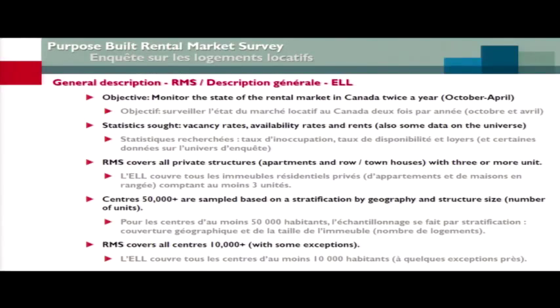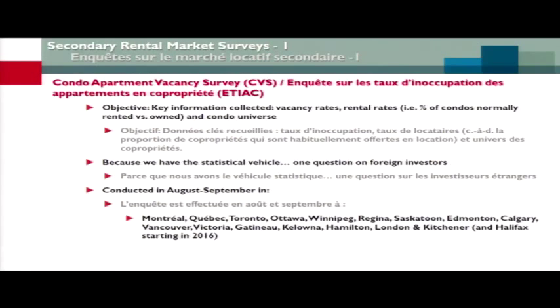Again, for that, we're covering all centers 10,000 plus, and we have a pattern with selecting, for example, all the structures with more than 30 units will be included in our sample. And for smaller centers, we include almost all the structures in those centers to be able to produce data that are statistically reliable. I think that's enough for this one. If you have questions afterwards, I would be able to answer them.